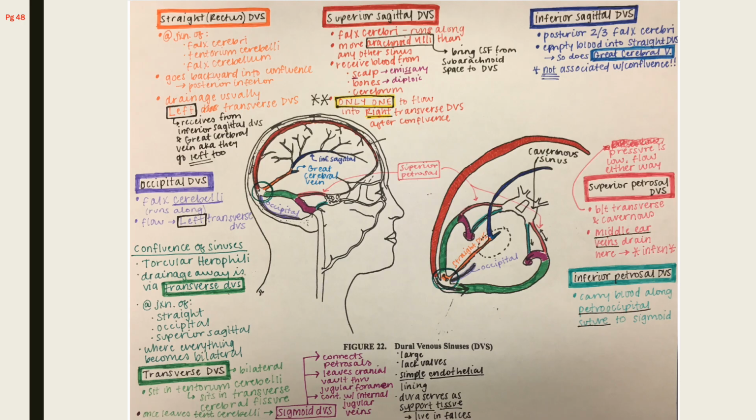Next, I'm just putting the whole diagram up on here. We're going to talk about transverse dural venous sinuses. So these are the ones I've already mentioned. They're bilateral. Looking at the green on this is where everything becomes bilateral with the transverse dural venous sinuses. You'll notice looking at the right side of the diagram, everything after that, there's two of each.